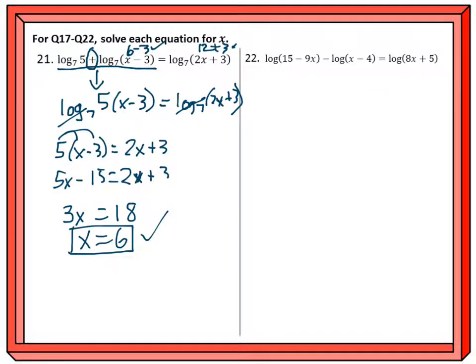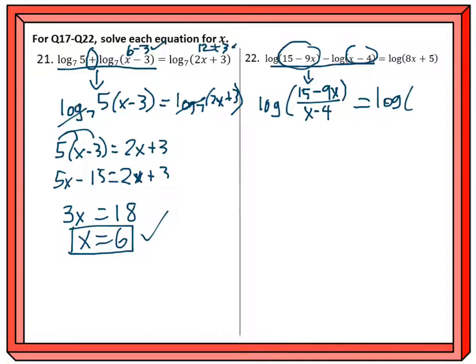It's perfectly okay. Okay, let's look at the last one, probably the toughest one. Here I am taking the difference of two logs. I need to condense that down just like I did on number 21. But subtraction condenses down to the quotient, dividing what we're taking the two logs of. So this becomes the log of the quantity 15 minus 9x divided by x minus 4 is equal to the log of 8x plus 5.